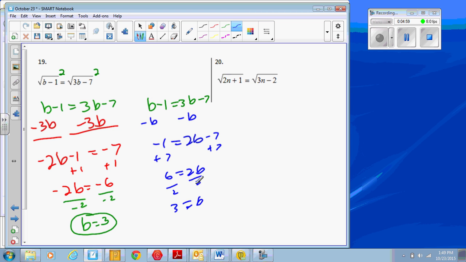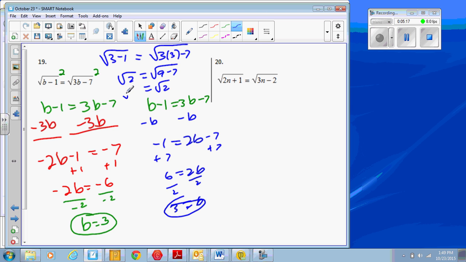As long as we end up with the answer. And when I check this answer back into the problem, I have the square root of 3 minus 1 equals the square root of 3 times 3 minus 7. Square root of 2 equals square root of 9 minus 7, which is the square root of 2. Since they're equal to each other, that checks. So 3 is my answer.